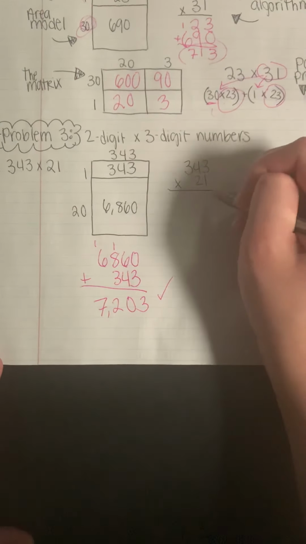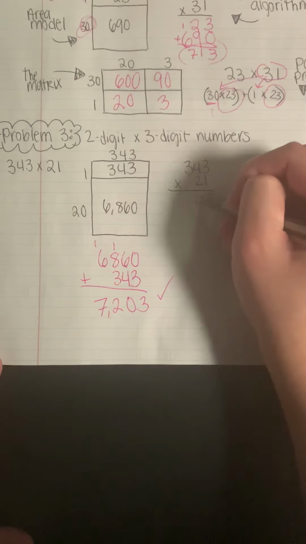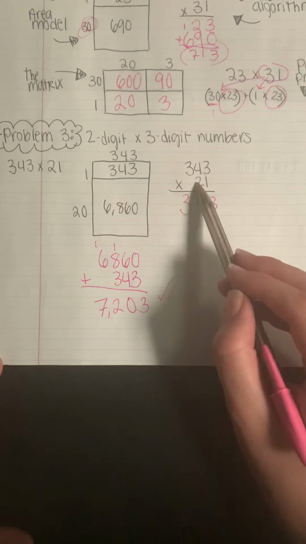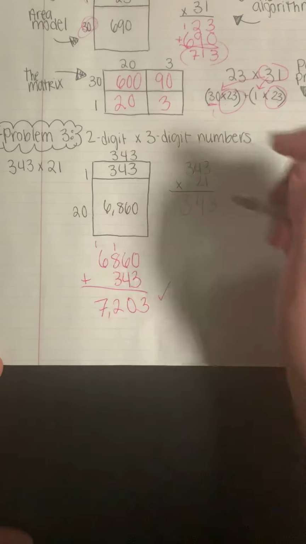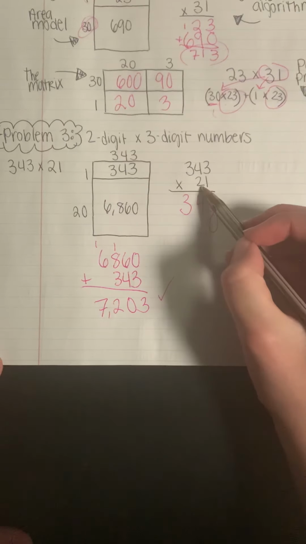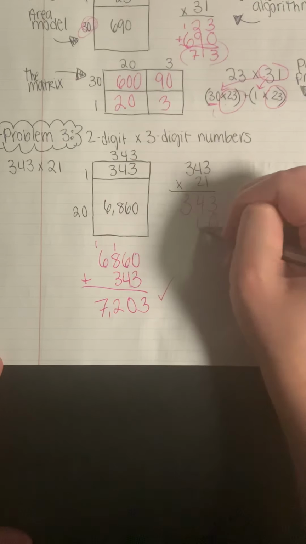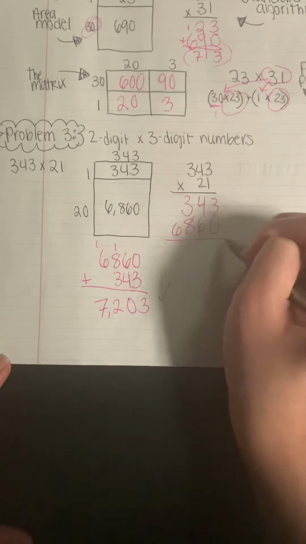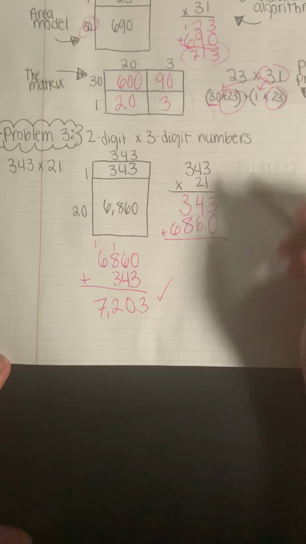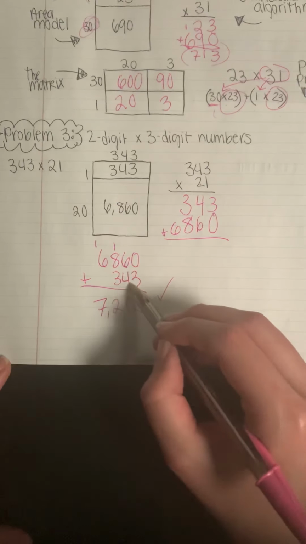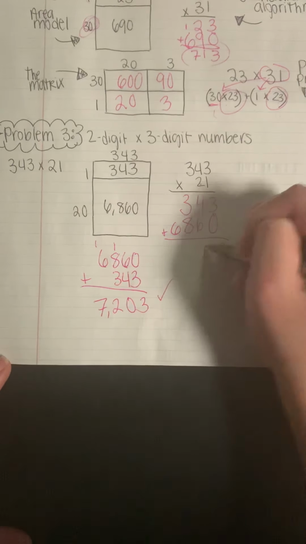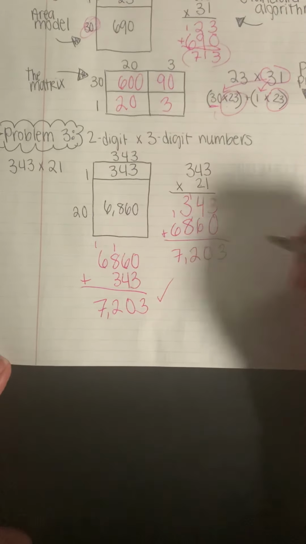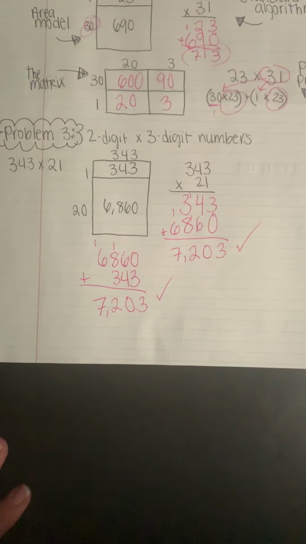3 times 1 is 3, 4 times 1 is 4, 3 times 1 is 3. Now we have a number in the tens place, so I'm going to put a 0 here. And I have 2 times 3 is 6, 2 times 4 is 8, and 2 times 3 is 6. When I add those up, oh, look it, we're adding the same numbers together as this problem. We have 3 and 7. Awesome.